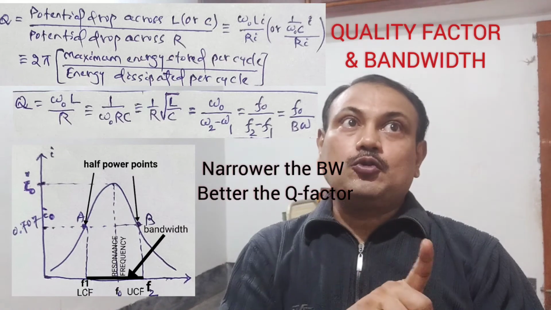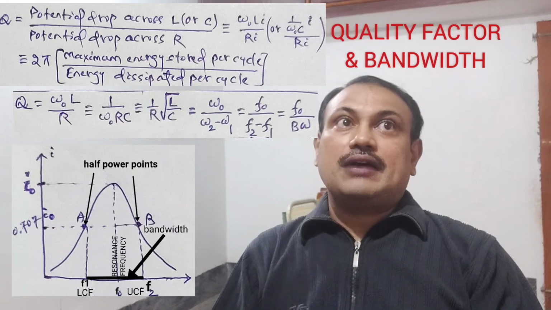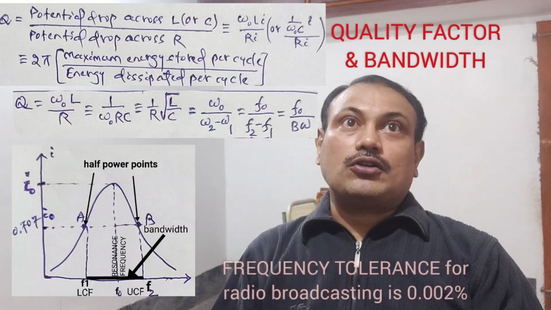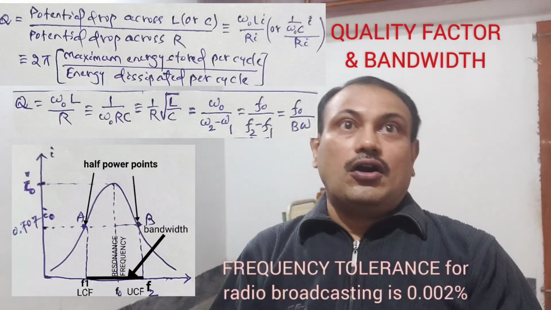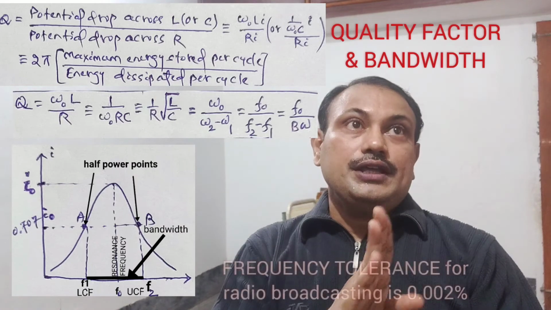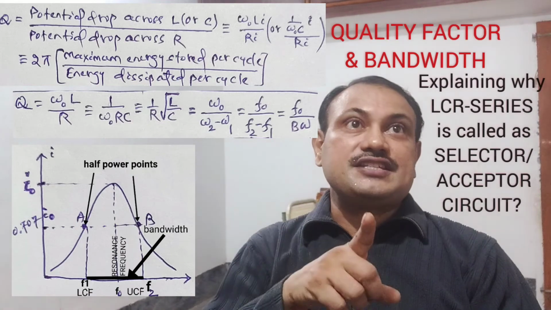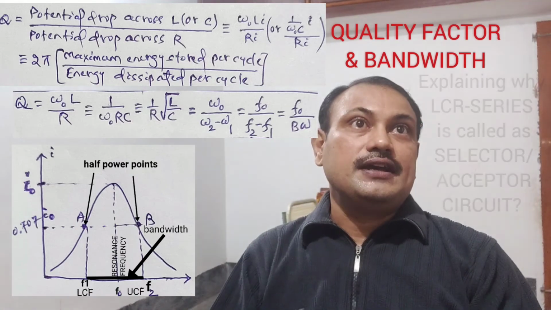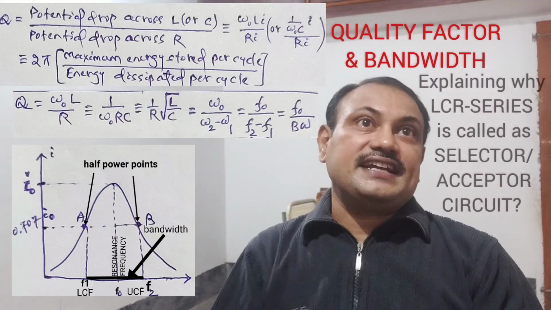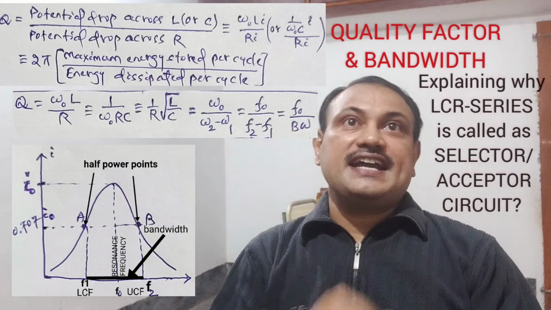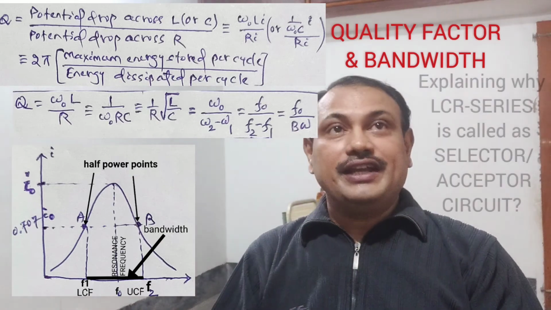Here bandwidth is F2 minus F1, and that corresponds to omega 2 minus omega 1, and omega 1 and omega 2 are called the cutoff frequencies, where omega 1 is the lower cutoff and omega 2 is the upper cutoff frequency. Now, this bandwidth or the quality factor, which is a measure of sharpness of resonance, is used in receiver circuits to adjust L and C or both to attain maximum current for selecting EMF of a particular frequency, and hence they are called selector or acceptor circuits. As we have seen, it is useful in tuning circuits.